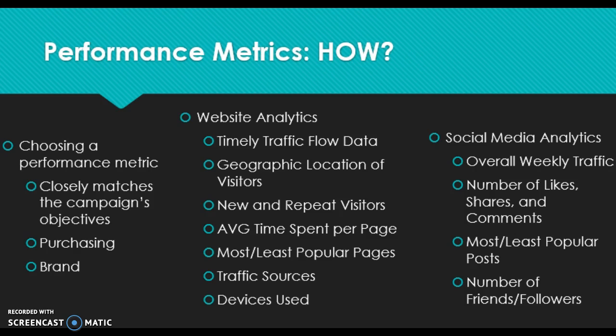Now, one way to get performance metrics is through website analytics. This is probably one of the most useful metrics and resources for looking at marketing as well as website performance. Website analytics, such as Google Analytics, gives you your yearly, monthly, weekly, and daily traffic flow, the geographic location of your visitors, how many new and repeat visitors you have, the average time spent per page, as well as devices being used to view your page. Website analytics will help you analyze the performance of your inbound links so that you know where your traffic is coming from and can help determine the ROI of your content.